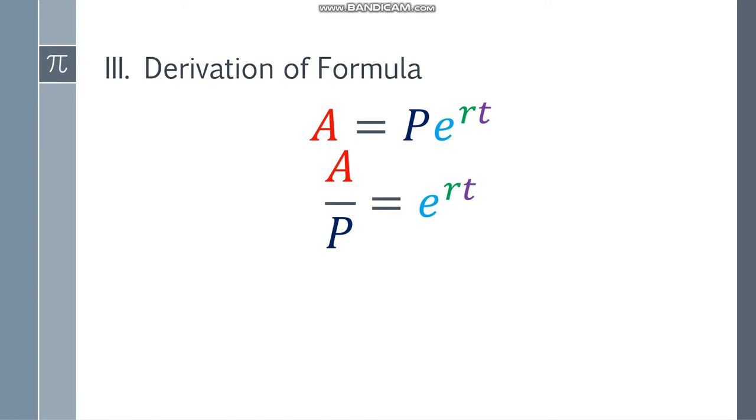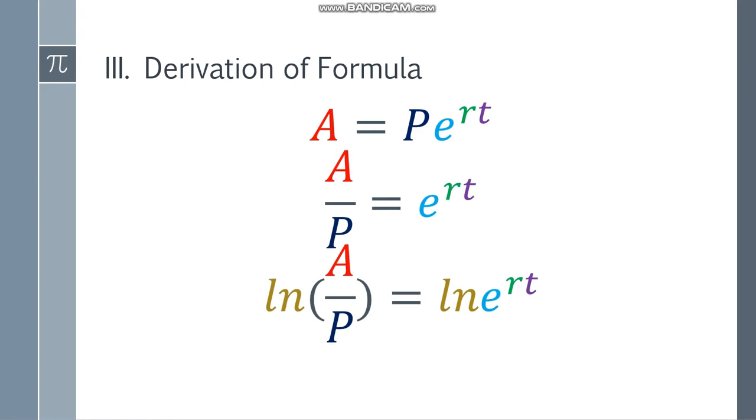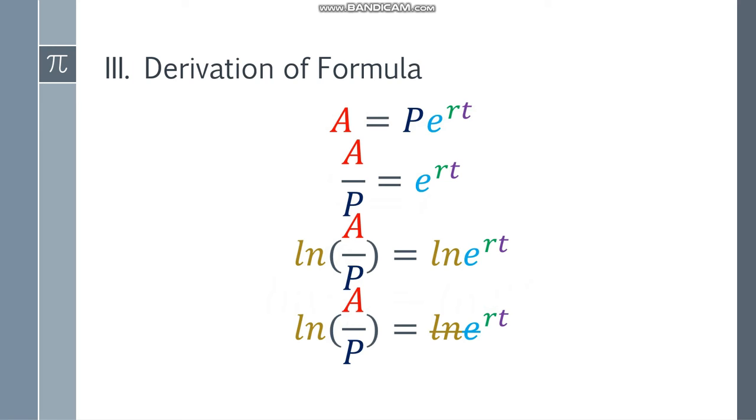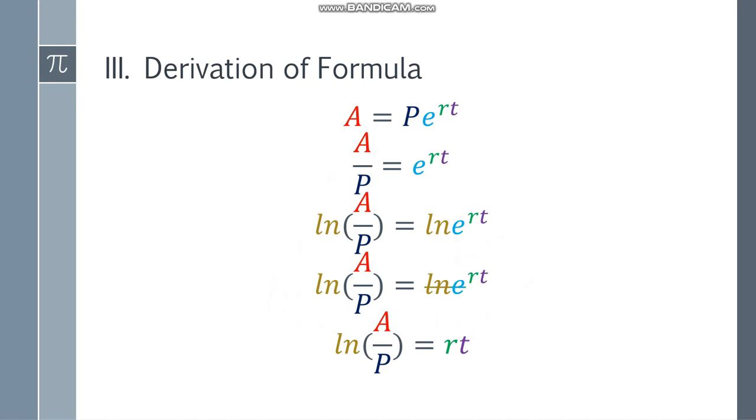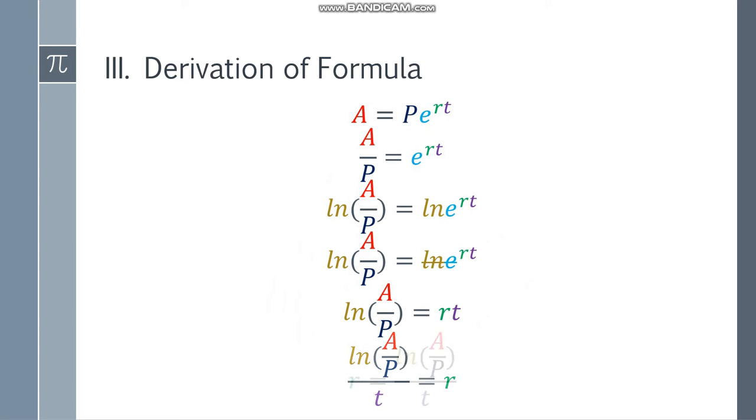Divide both sides by P. Now you have to put ln here. The reason why I put ln is to remove the e and to bring rt down. So you are left with rt. Now since they are not exponents anymore, you can divide both sides by t to get the value of r. And I'll just switch it. There you have it. So r is equal to ln of the quantity A over P, and divide all of it by the time, or t.